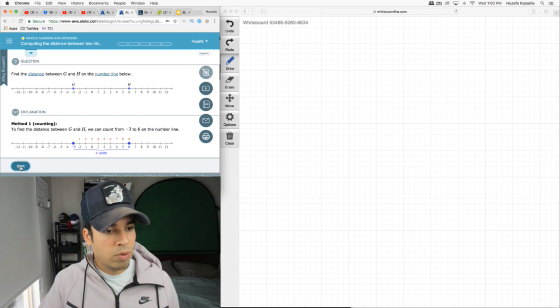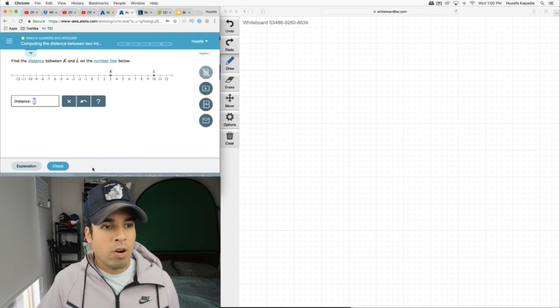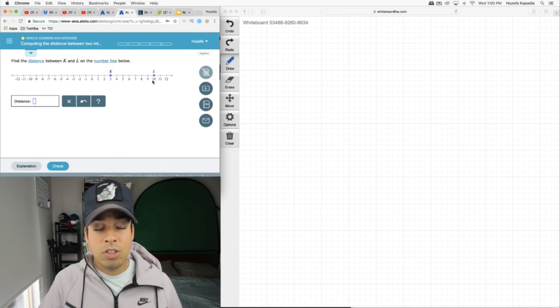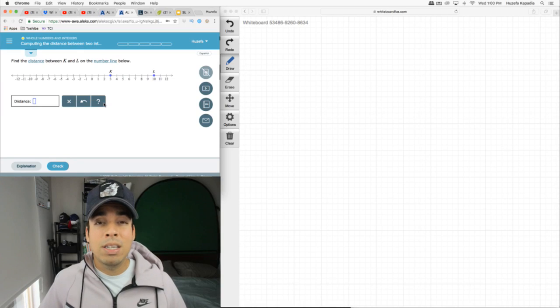Computing the distance between two integers. Okay, if we're trying to find the distance between two integers, this is just a subtraction problem. So what we've got to do is take the bigger number and subtract the smaller number. We always have to do it that way because distance is a positive number. It's not going to be negative.